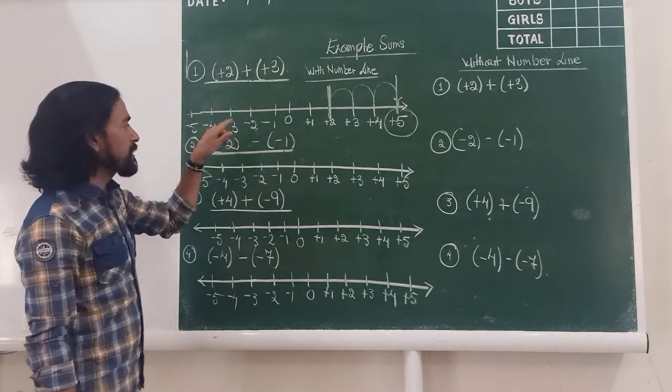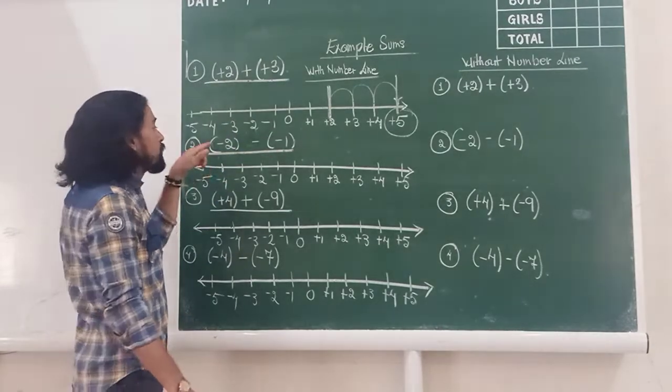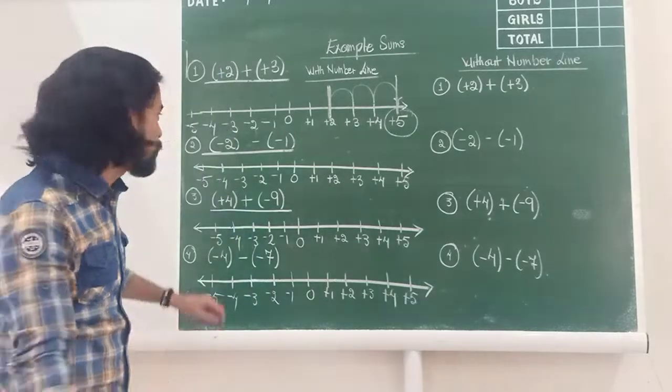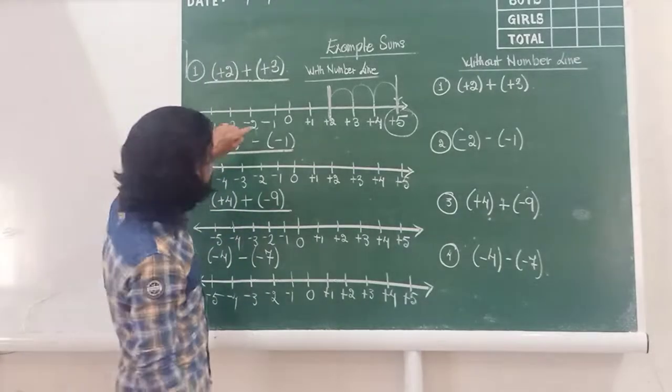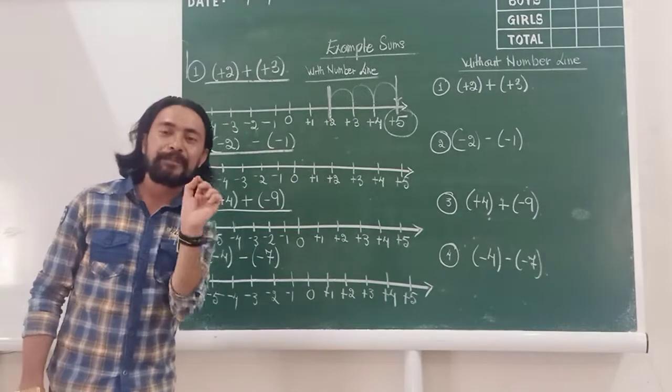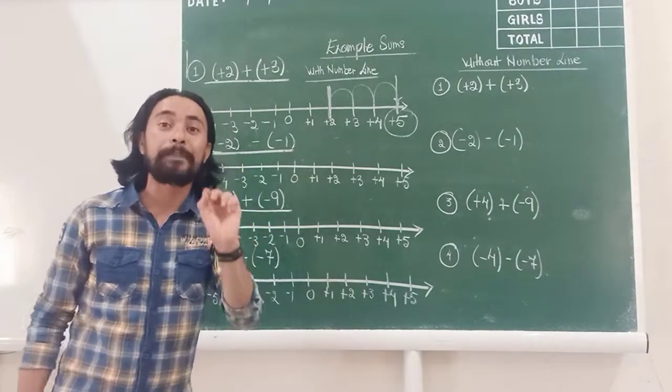-2 minus -1. Now this is the wrong way to call out the sum. Whenever you are doing sums on integers, you have to say -2 subtract -1. Because this is not minus, it is subtraction. It is telling you the operation.